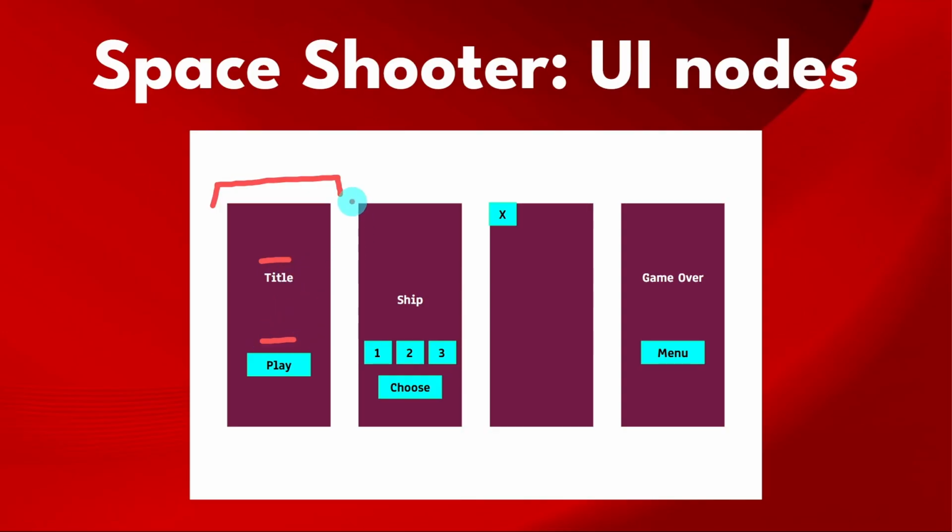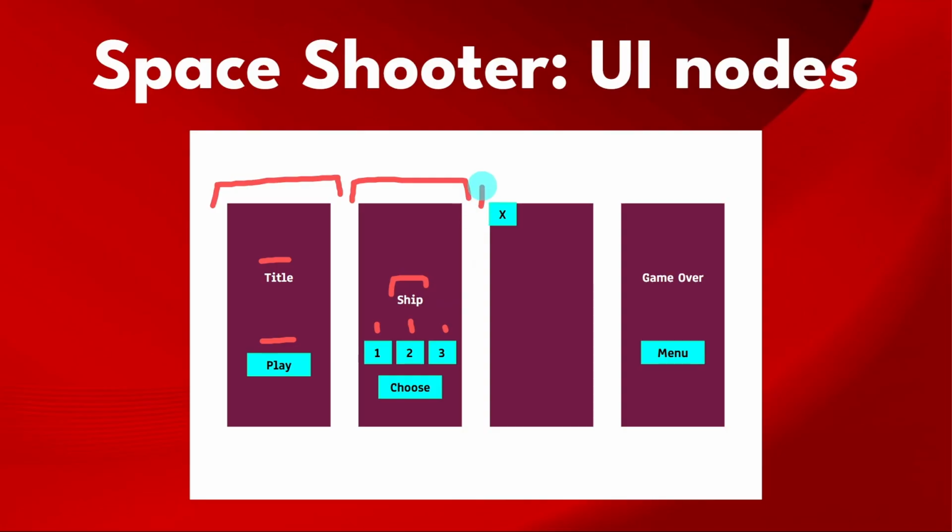The second one is going to be the ship selection page, where you can go ahead and select between the first ship, second, and third. We're also going to have a ship image, and it's going to change depending on which one you select.